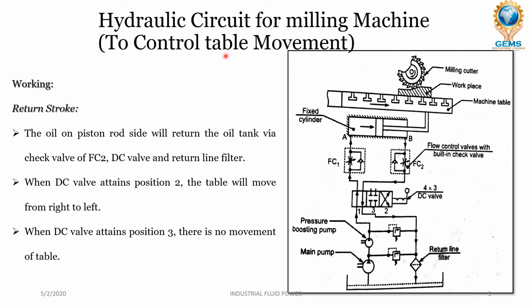Now we are going to see the hydraulic circuit for the milling machine return stroke. The oil on the piston rod side will return to the oil tank via the check valve of FC2 and the return line filter. When the DC valve attains position 2, the table will move from right to left. Now we change the DC valve to position 2, so the oil from the pump goes through port B and moves the piston from right to left, and the return oil moves through port A and goes back to the oil tank.